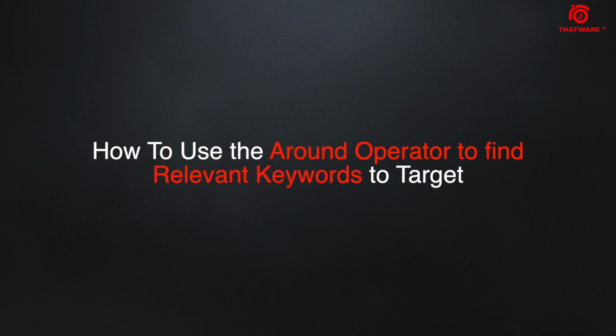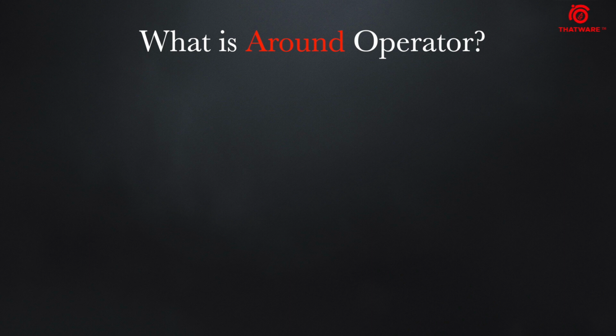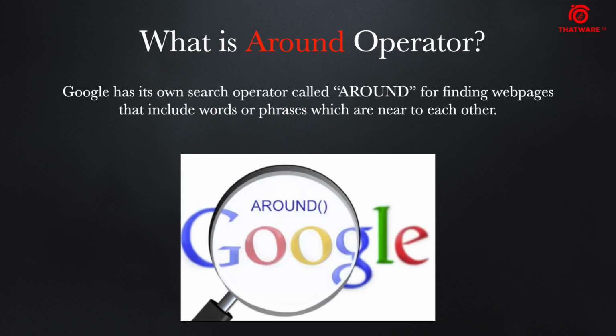So today in our use case, we will be using the around operator to find relevant keywords to target. First, let us understand what the around operator actually means. Google has one of its own search operators known as around, and this is used to find web pages that include any words or phrases which are near to each other.